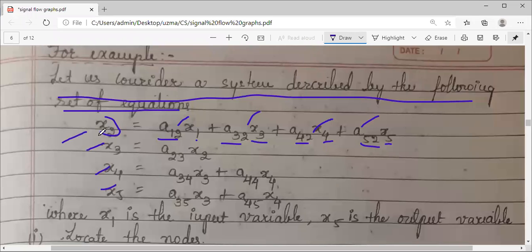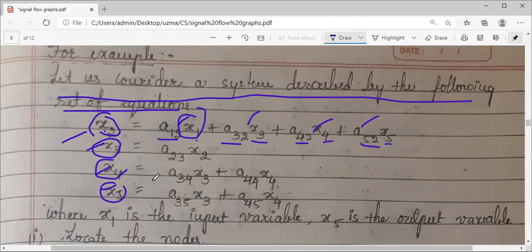So let me take, as I told you, for whatever equations are given, for each one equation you have to draw one signal flow graph. So let me take the first equation now. X2 is equal to, okay. If you observe how many variables are there here, X1, X2, X3, X4, and X5 at the max. So totally in the signal flow graph, you will get 5 nodes.